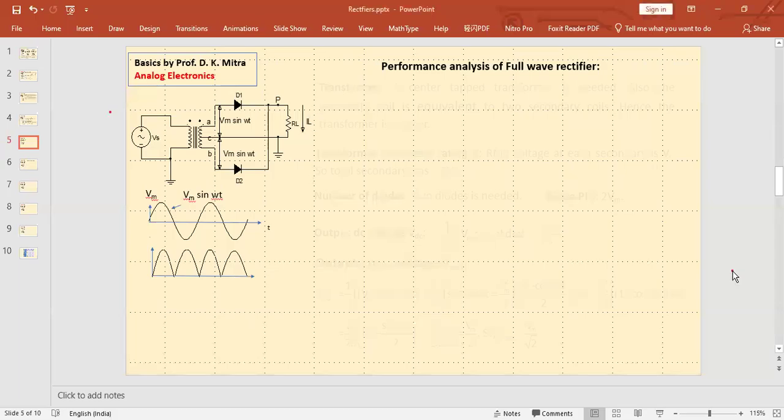Morning, students. Last class, we analyzed a number of performance characteristics of a half-wave rectifier. Today, we are going to do the same exercise for the full-wave rectifier. The exercise steps and equations will be the same, but the results will be different.